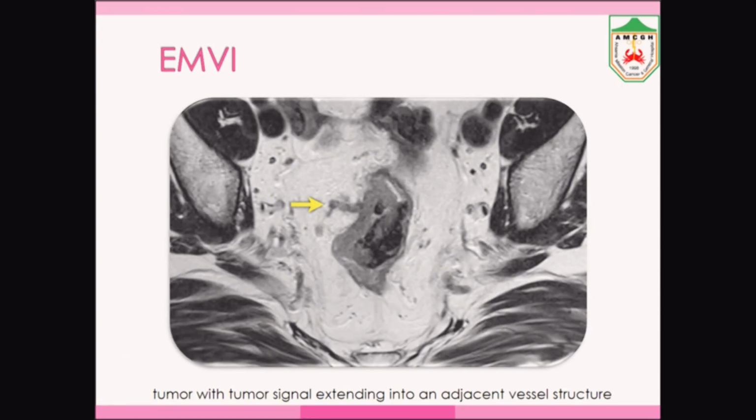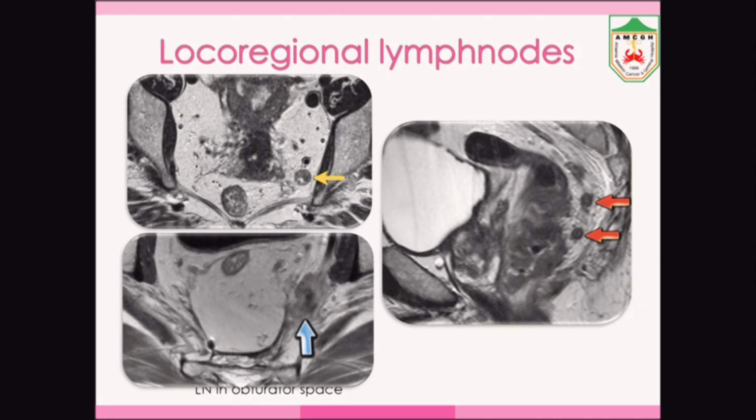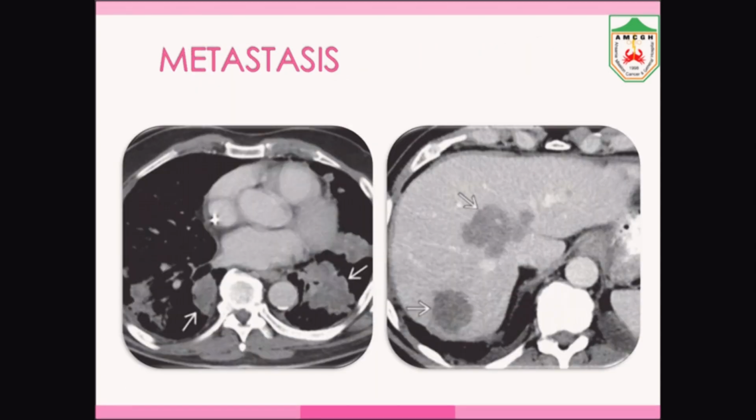Now, another important thing is the extramesorectal venous invasion, which is not included in the staging system, but for prognostic purposes it is very important. That is the tumor signal intensity which is present within the adjacent vessel structure. And for the lower rectal carcinoma, we have to mention the status of the sphincter. This is the locoregional lymph nodes, pericolic and presacral lymph nodes. Metastasis is present in the lung as well as in the liver.